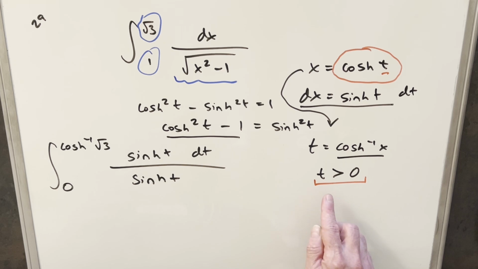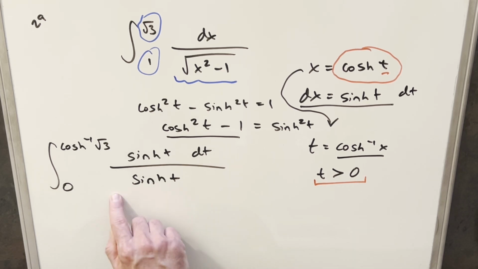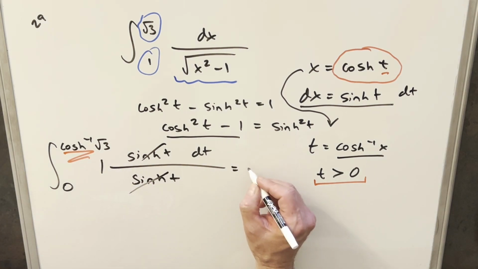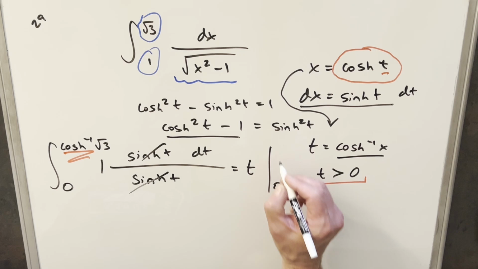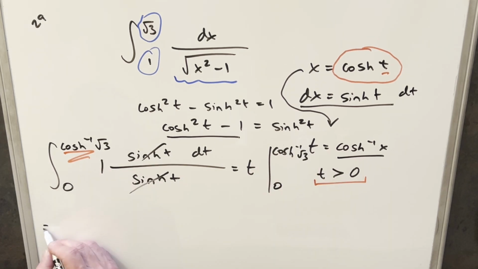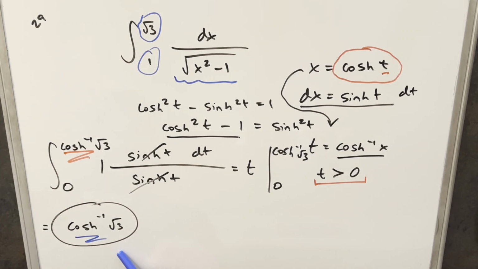But also notice we could have defined this the other way, as t less than 0. Then you'd just have a minus sign out front, and that would work out later when we deal with this right here. But from here, sinh t cancels with sinh t, and we're just integrating 1. The integral of 1 is just t, evaluated from 0 to this thing over here. Evaluating at 0 is just 0, so evaluating the upper bound, we get a solution of just cosh inverse of square root of 3. Now this right here is the solution that they got in the Integration Bee.